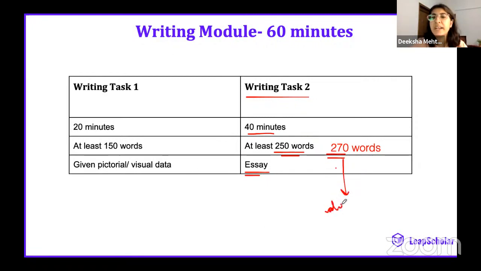Let's say that I am writing more than 270 words. Now what happens? Well, now nothing happens. So as long as your grammar is really good, your vocabulary is good, nothing happens. Right? You can go ahead and write as much as you want. So go ahead, write your heart out. There is no upper limit as such. Right?